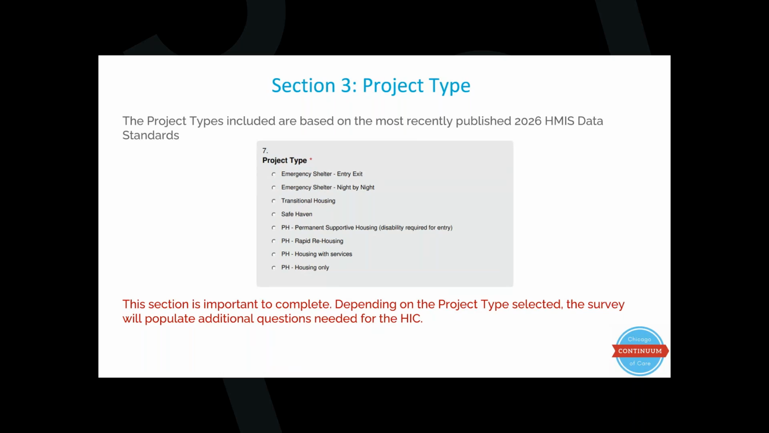These should reflect one-to-one what you are funded to serve. So if you're funded for an emergency shelter project, you're going to select emergency shelter. If you're funded for permanent supportive housing, you're going to select that. And that should coincide one-to-one with your grant award letter. For projects that are funded by DFSS, those projects are typically given a DFSS model and not necessarily a HUD project type.